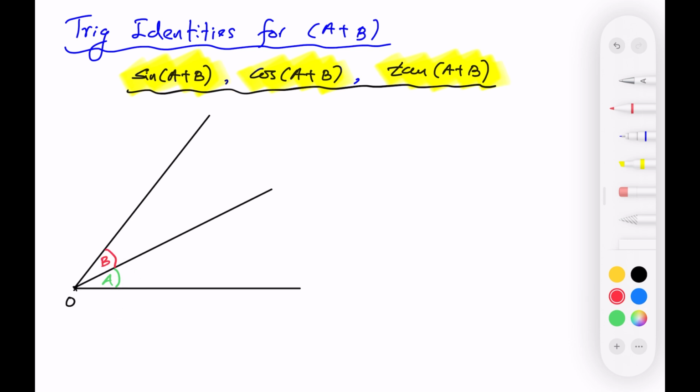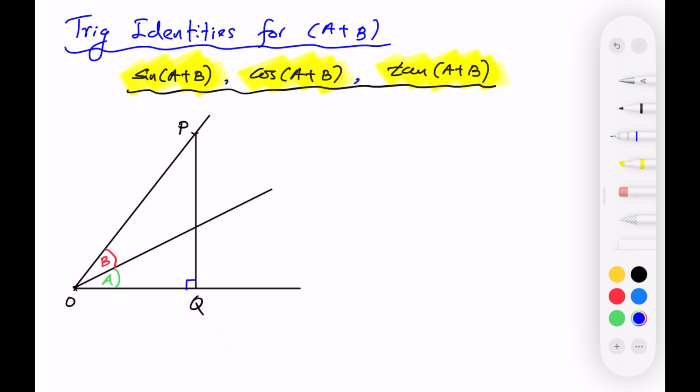I need to look at sine A plus B. When I say A plus B, I'm talking about this complete angle. For the sine A plus B, I will need a point somewhere here, and from that point, I'm going to draw a perpendicular line like this. So let me label those 2 points. Right here, this point, I'm going to label as point P. The base right here, I'm going to label as point Q. You can see that the angle right here is 90 degrees.